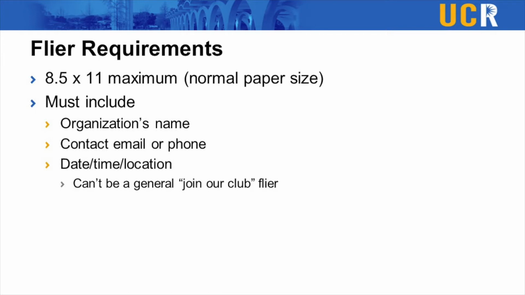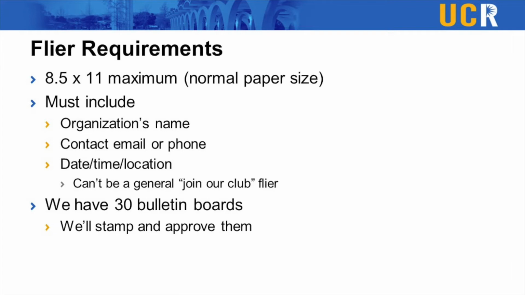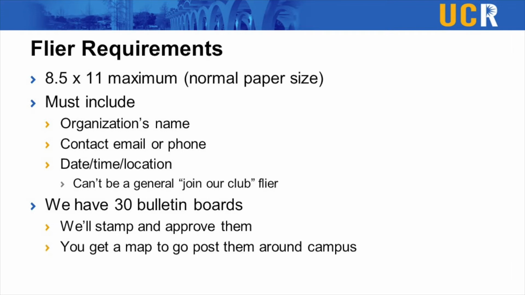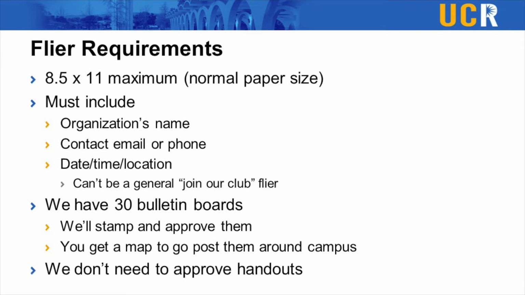a meeting or event. Once it's all created, you're going to want to bring in a maximum of 30 copies into Student Life, and we'll approve them and stamp them so that you can hang them for 2 weeks. We'll also give you a map so that you can see all the bulletin board locations around campus. Any flyers that you're handing out in person, such as when you're tabling, Student Life doesn't need to approve or stamp. Feel free to make flyers to hand out to save paper.